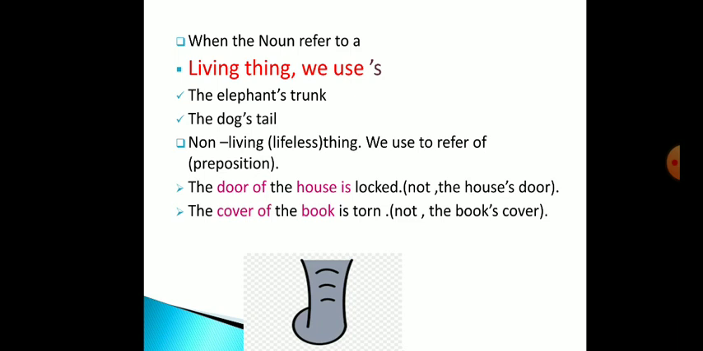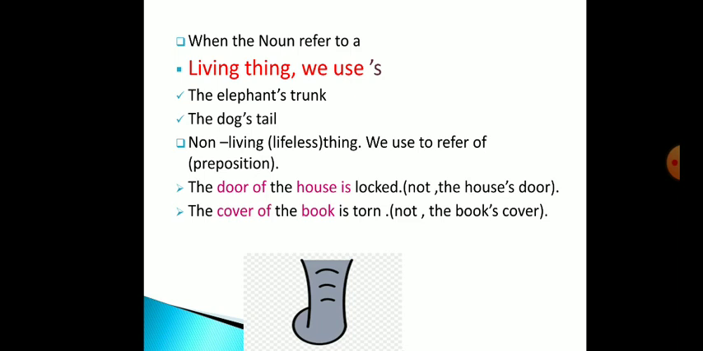Here we are seeing that dog is a living thing and we are talking about the tail of the dog, where we are using apostrophe s. Next, non-living thing. When we are talking about a non-living thing, meaning the thing which does not have life, and in possessive case, we use the preposition that is of. Let us see the example.